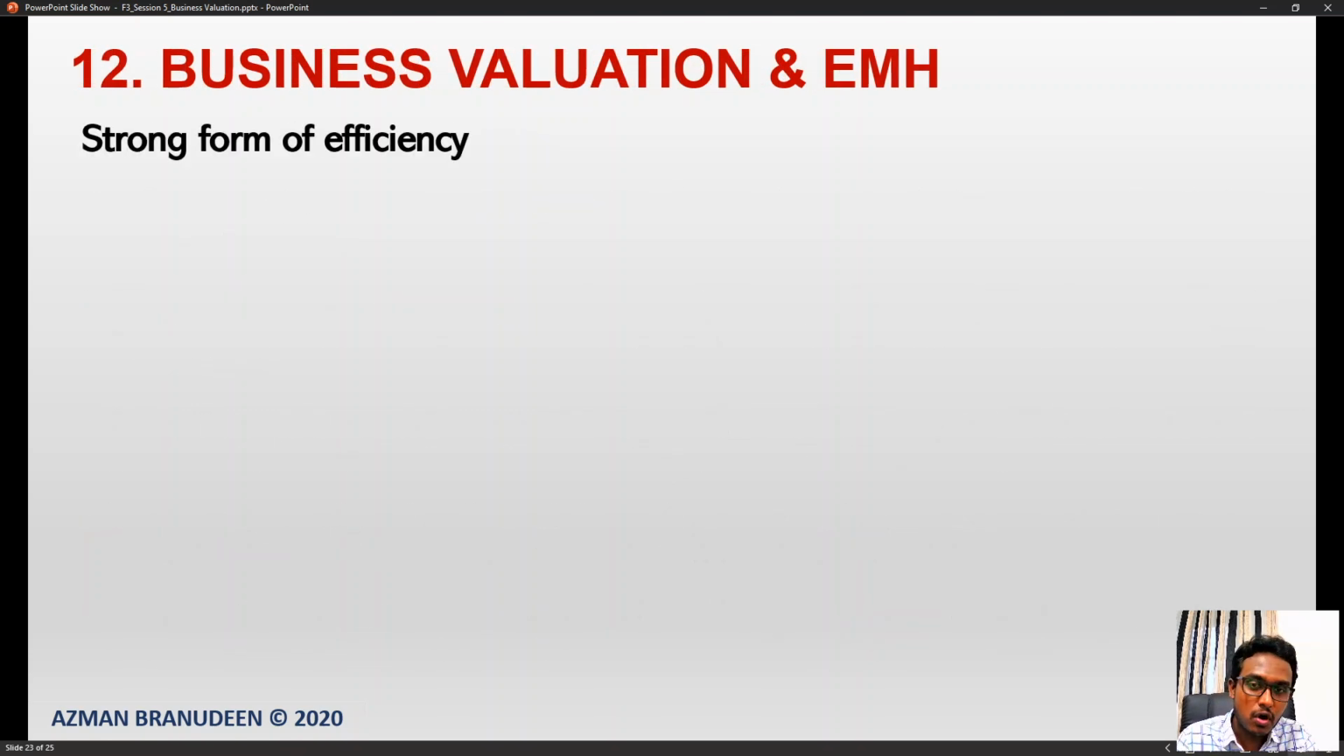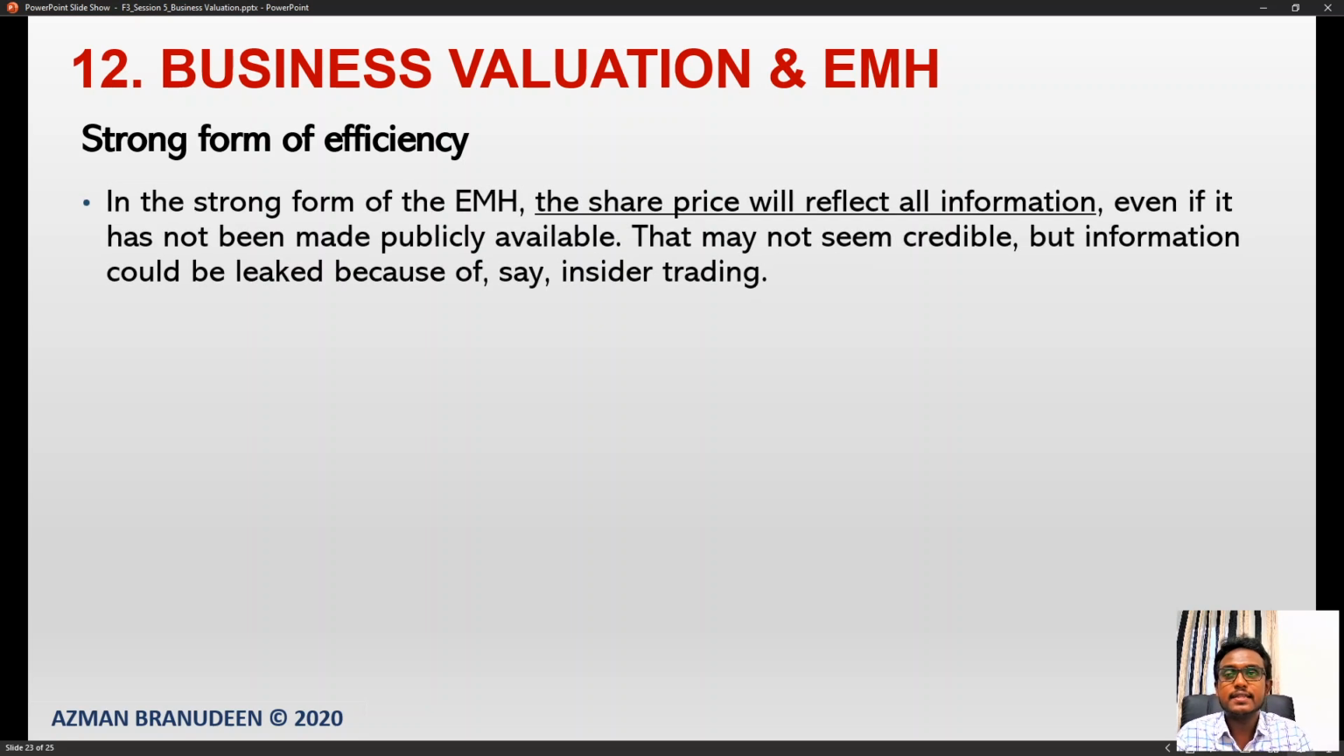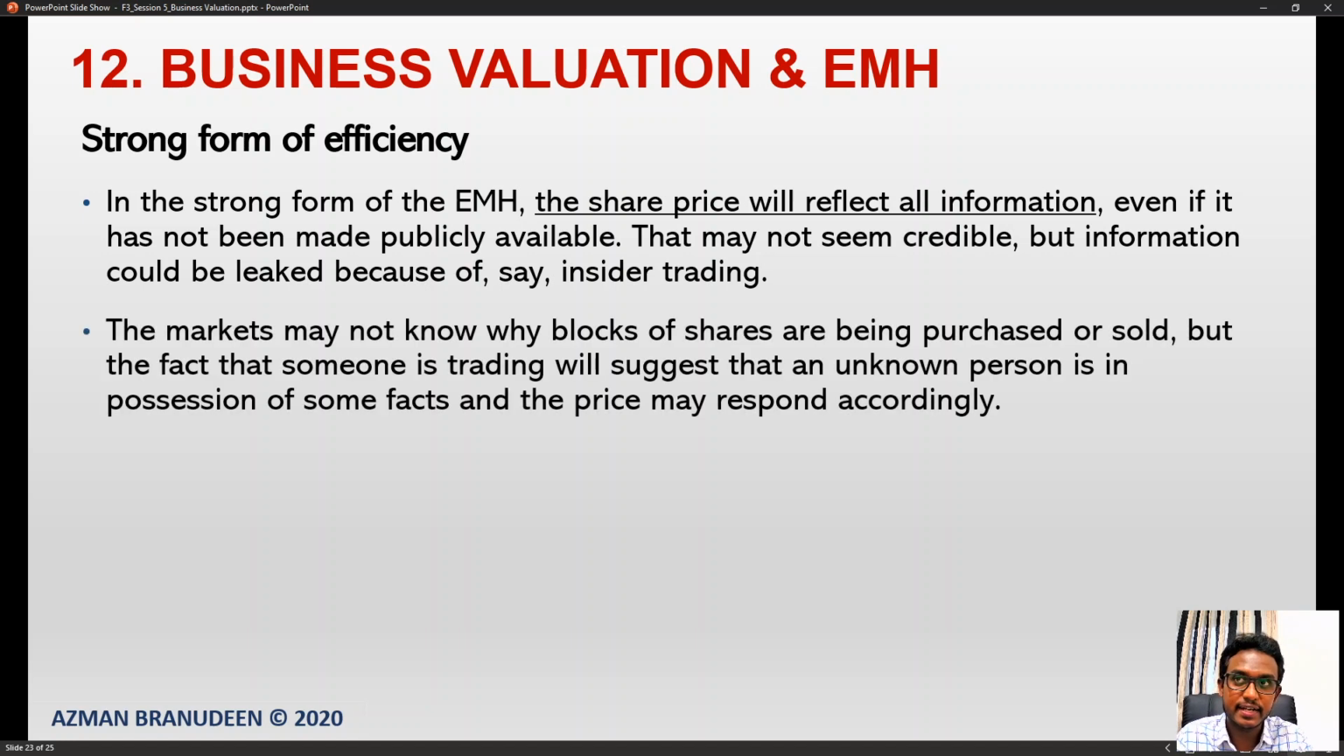Then you have the strong form of efficiency. In the strong form of EMH, the share price will reflect all information, even if it has not been made publicly available. Kind of weird, right? How can all information be reflected even if it's not publicly available? That may not seem credible, but information could be leaked because of, say, insider trading. So we have a little bit of illegality coming into play here.